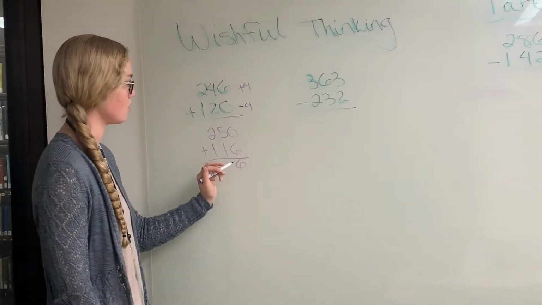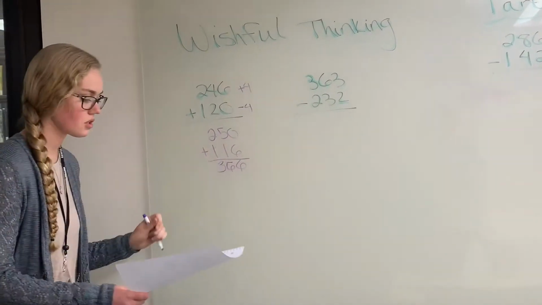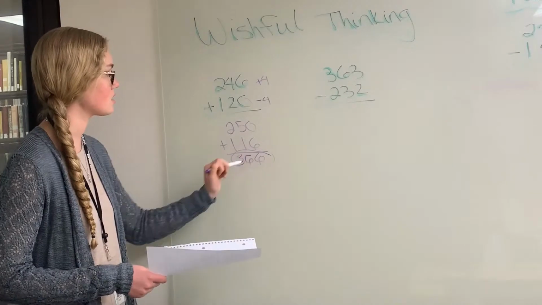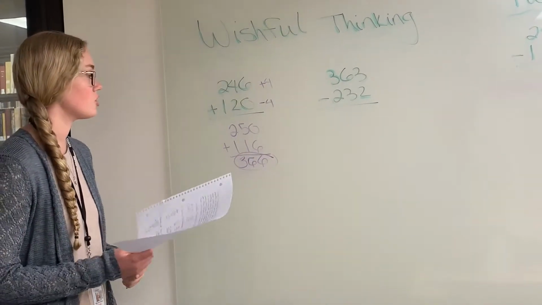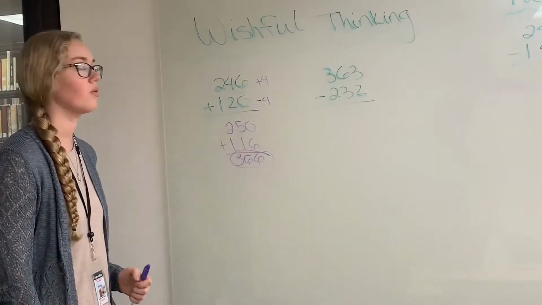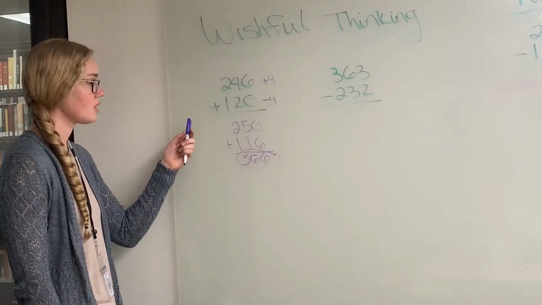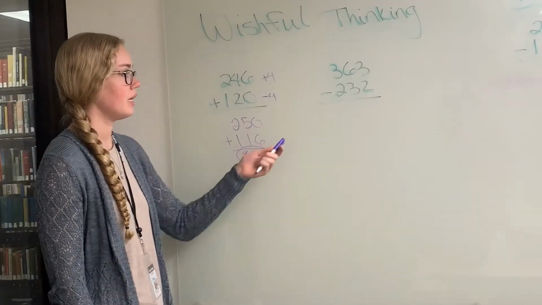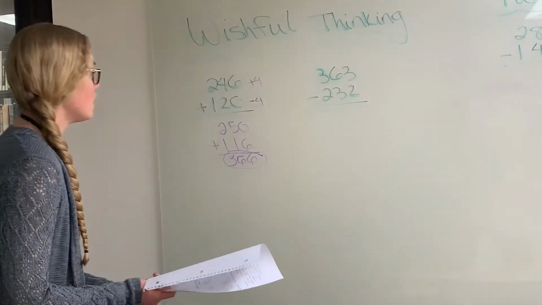And then add your 6 and 3. And my answer is 366. And it's really important that you explain to your child why we keep this equation equal and the difference between keeping an addition problem equal and a subtraction equation balanced.